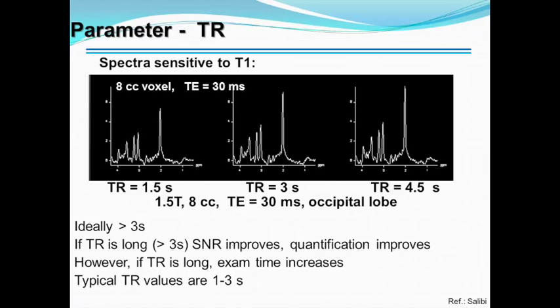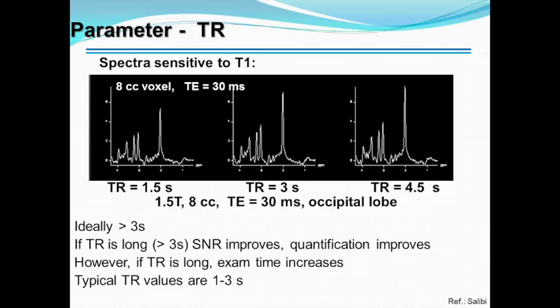So here's an example where we took spectra with 1.5, 3 seconds and 4.5 seconds, and you do see this exponential growth curve, right? Because the signal to noise improves and also quantification improves. So you don't want to have a T1 weighted spectrum or anything.